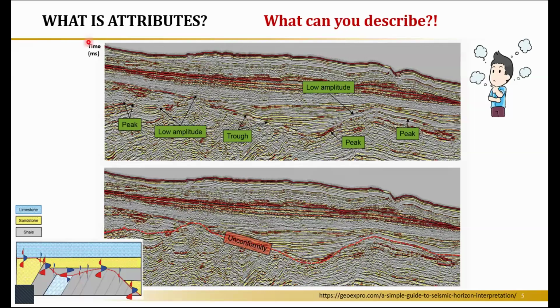and also we can notice that in time any reflector, which is a major reflector here, is changing in time. So also we can describe time. So describing these properties, this is the seismic attributes. The seismic attributes are based on these properties that we described here: amplitude, phase, frequency, and time. Okay.